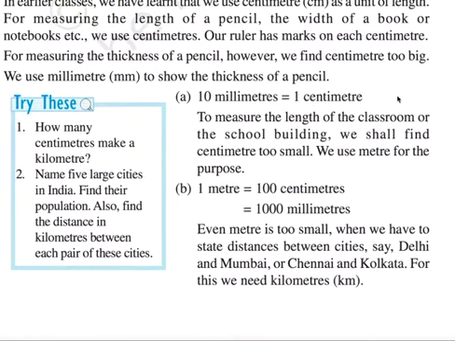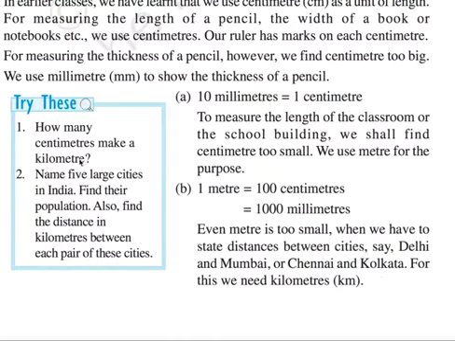To measure the length of the classroom or the school building, we shall find centimeter too small. We use meter for that purpose. What is meter then? 100 centimeter or 1000 millimeter. Naturally, even meter is too small when we have to state distances between cities, say Delhi and Mumbai or Chennai and Kolkata. For this we need kilometer. What is kilometer? 1000 meters.